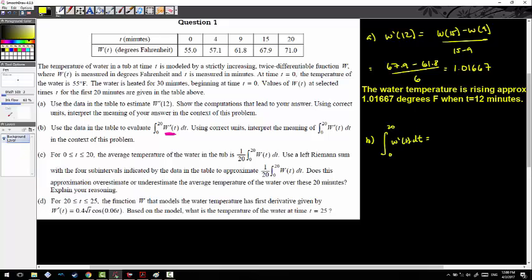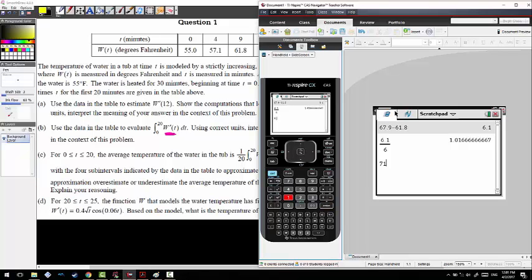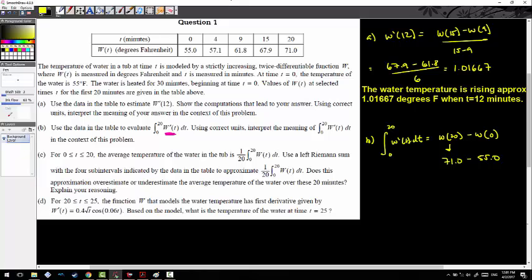Well, that comes into play, that first fundamental theorem of calculus. I would get w of 20 minus w of 0, right? And so do I know these two values? I think I do. W of 20 is 71.0 and w of 0 is 55.0. So what is that? 71 minus 55? 16.